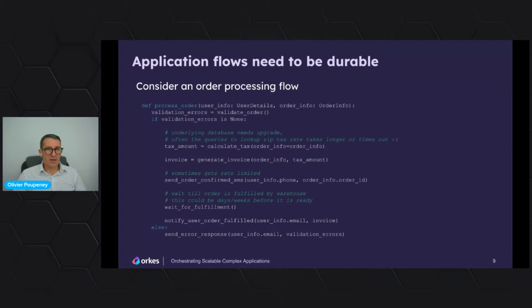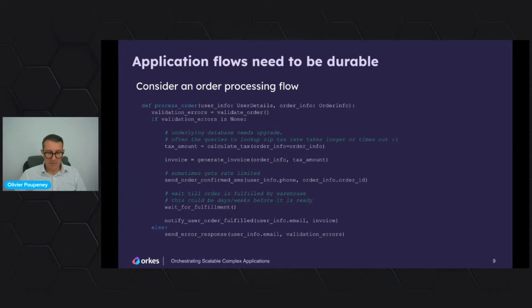So consider the order processing flow, and if we have to code that in Python, this is a little bit the kind of code we're going to get. We have a process order function, and this will call some other services like calculate tax, generate the invoice, and confirm by sending an SMS. That's another function. We're going to wait for the fulfillment if we need to refill the stock, and then we're going to notify the user through his email, or we're going to send an error if there is an error in the values that we receive in the order.